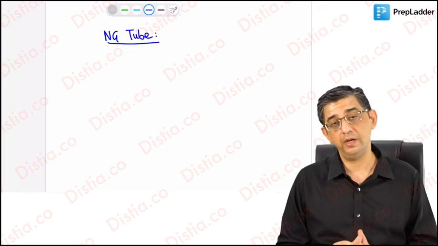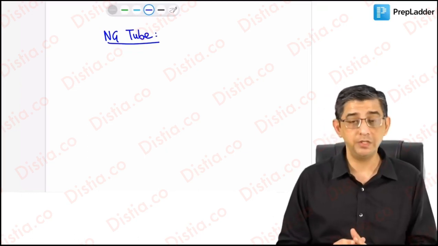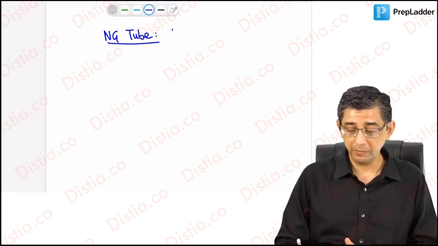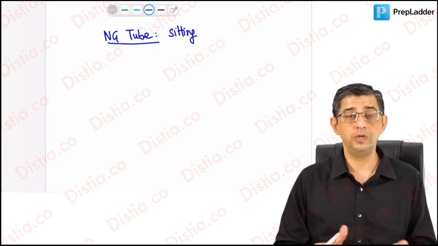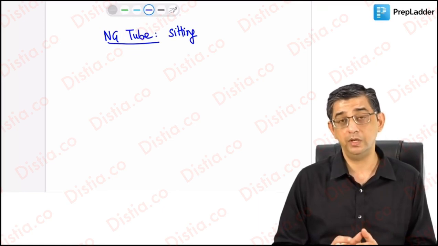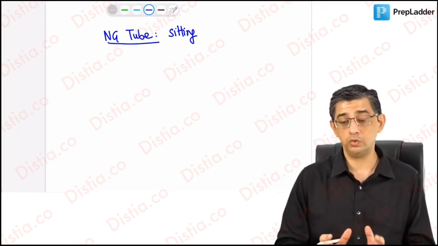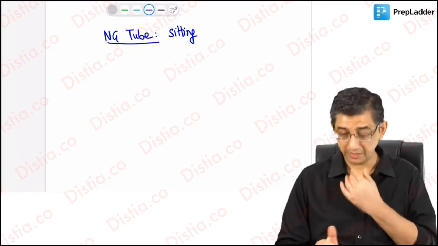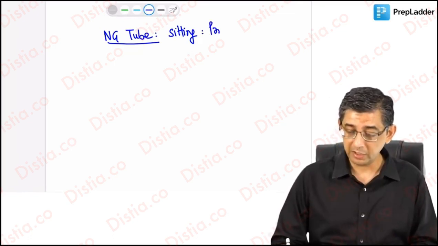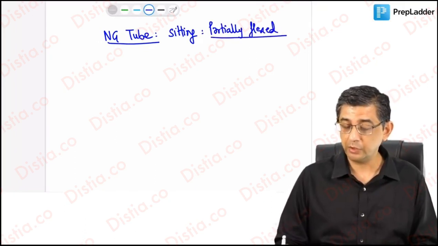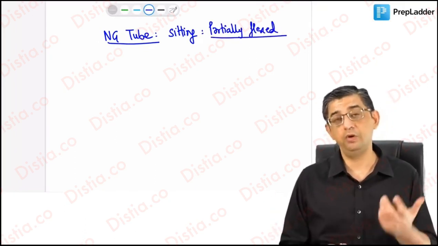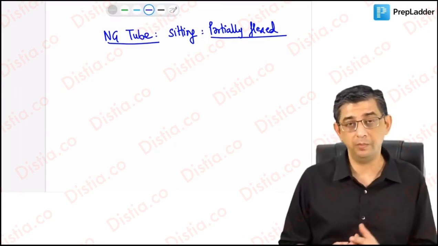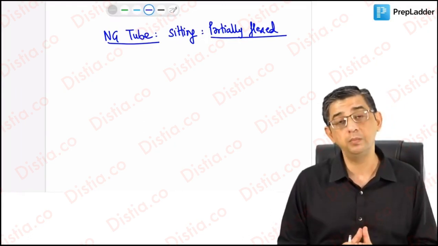They've also asked that when you're putting an NG tube in a person, the patient should be sitting or supine. If a person is unconscious, comatose, you can put the NG tube in supine position also. But in a routine conscious person, you should always try to put the NG tube in a sitting position with the neck partially flexed. The reason the neck is partially flexed is primarily to prevent any chances of the tube accidentally going into the airway, or if God forbid he pukes, the chances of the vomitus going into the airway will be relatively minimized.